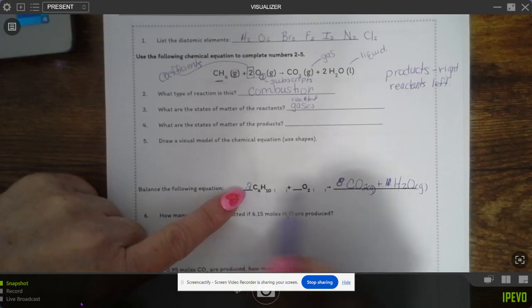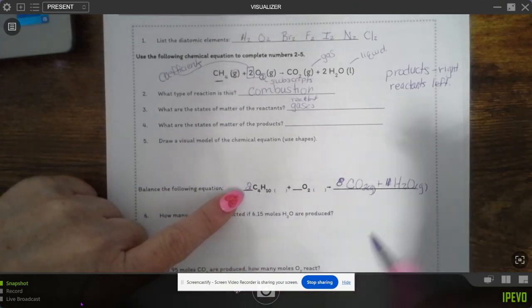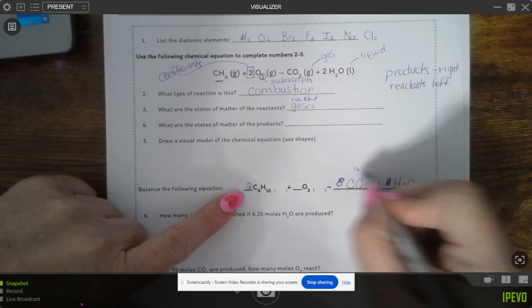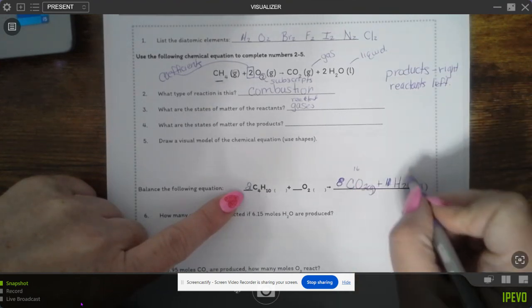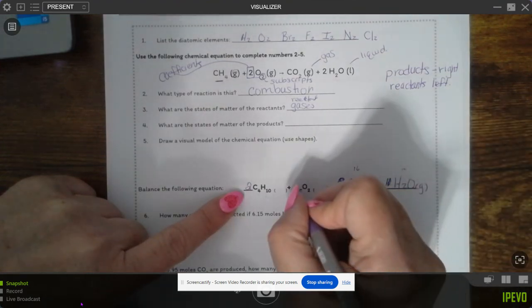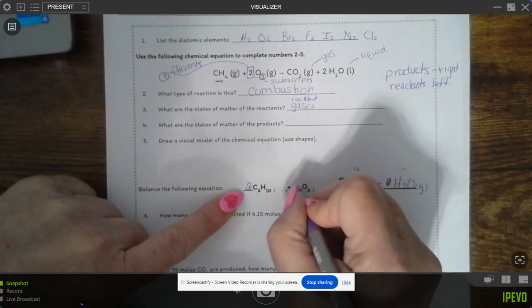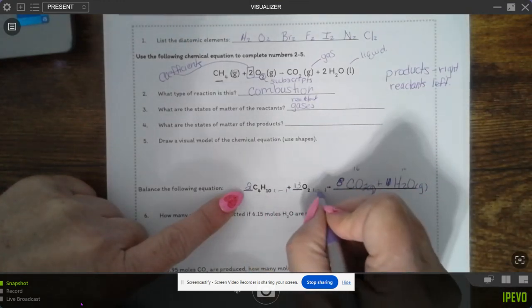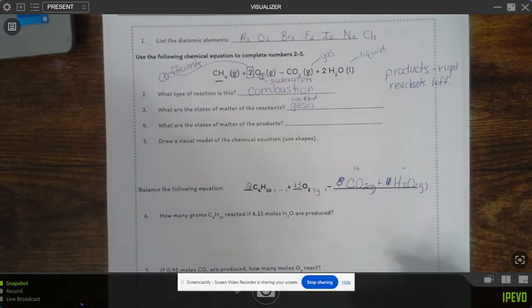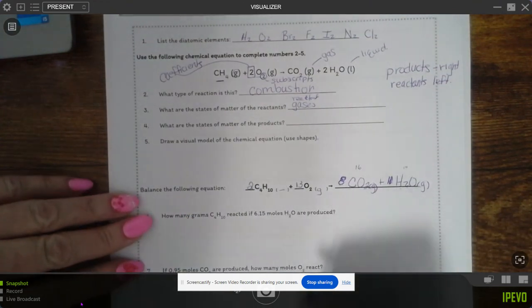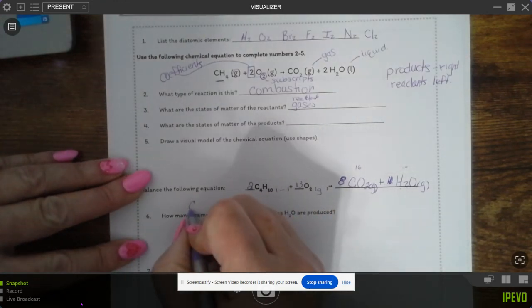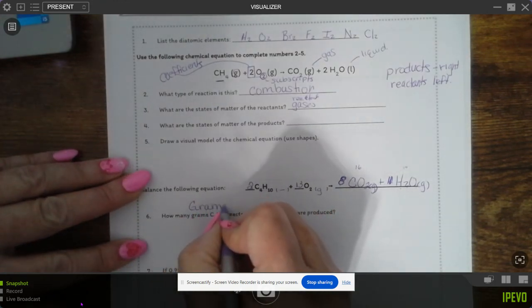So I had 8 carbon, 8 carbon. Now I need to add up my oxygen. I've got 8 times 2 is 16, and then 10, so I've got 26 oxygen, divided by 2 is 13. That is balancing that combustion reaction. All right, now I'm going to write my mole map up here so that I can refer to it.